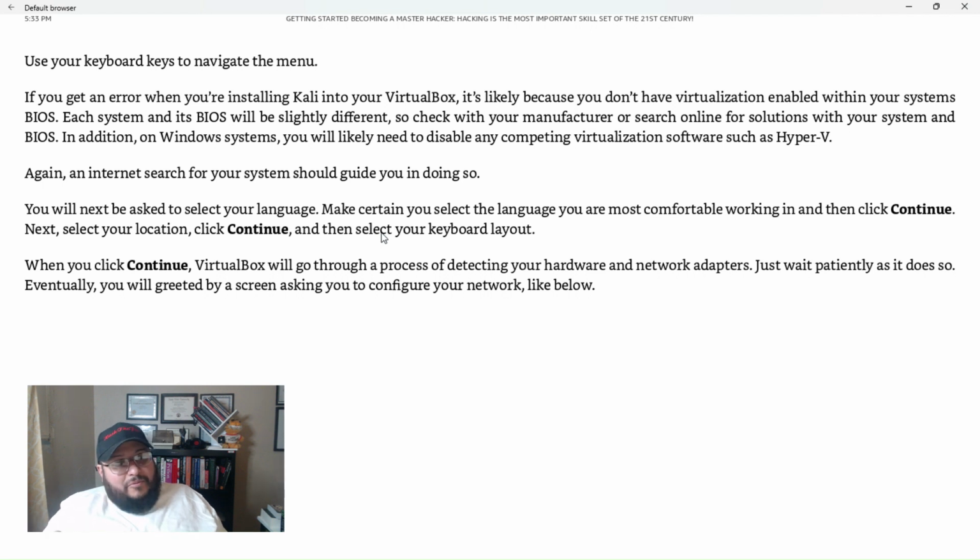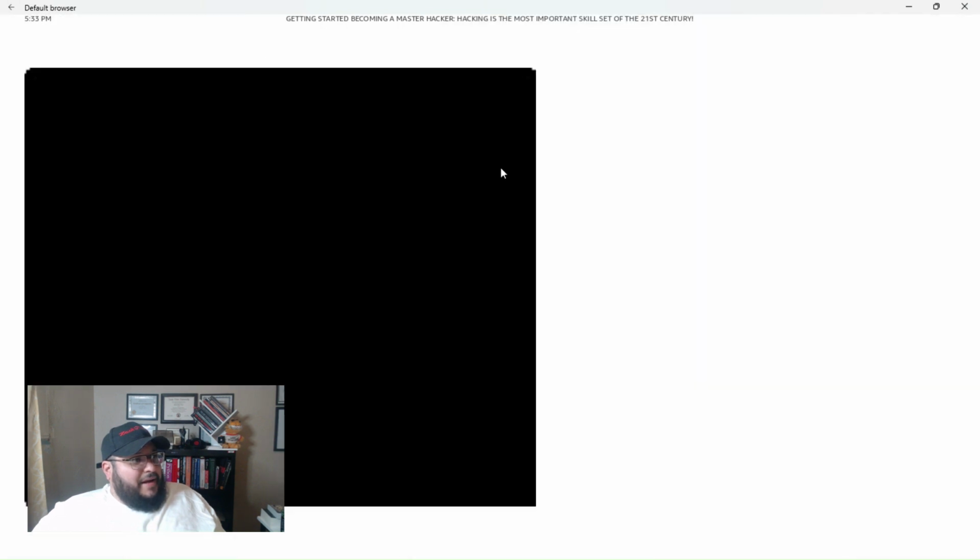You're going to have to download VMware first, and then you've got to get the Kali Linux ISO. Is it an ISO image? Yeah, probably. Anyways, I'm going to skip all that.